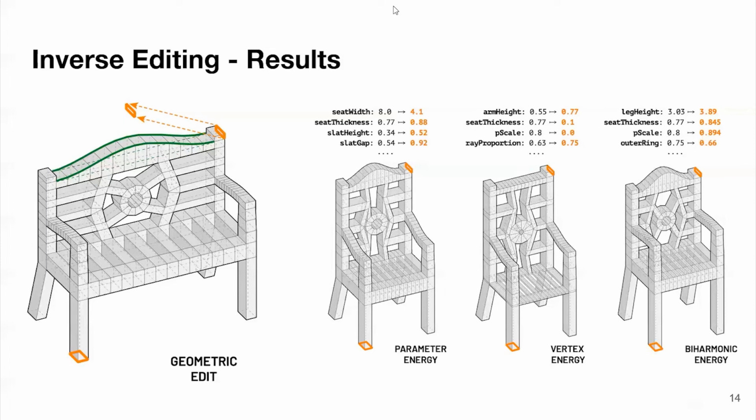Another objective that we experimented with is the parameter energy, which minimizes an L1 distance in parameter space from the starting point. In this case, it turns out to be a pretty decent proxy for creating a chair, and it's very cheap to evaluate because it doesn't have to look at any geometry at all, right, and delivers almost comparable results.